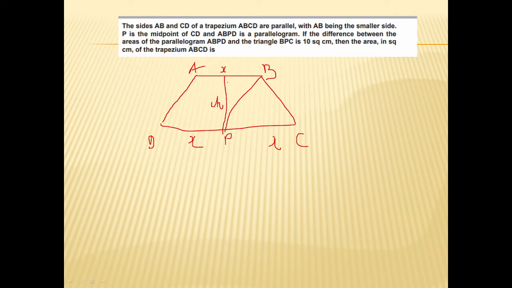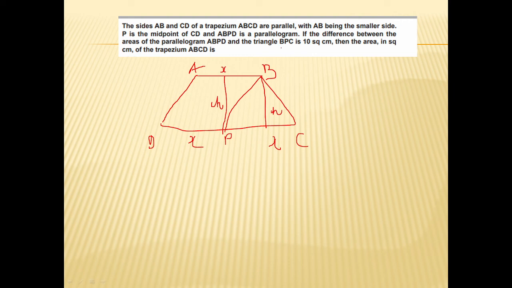Trapezium ABCD, AB is the smaller side. P is the midpoint of CD. So let's take this side as x. Let's take the height to be h. And the height of this will act as the height of these two. The reason: these both being parallel, this will be h.